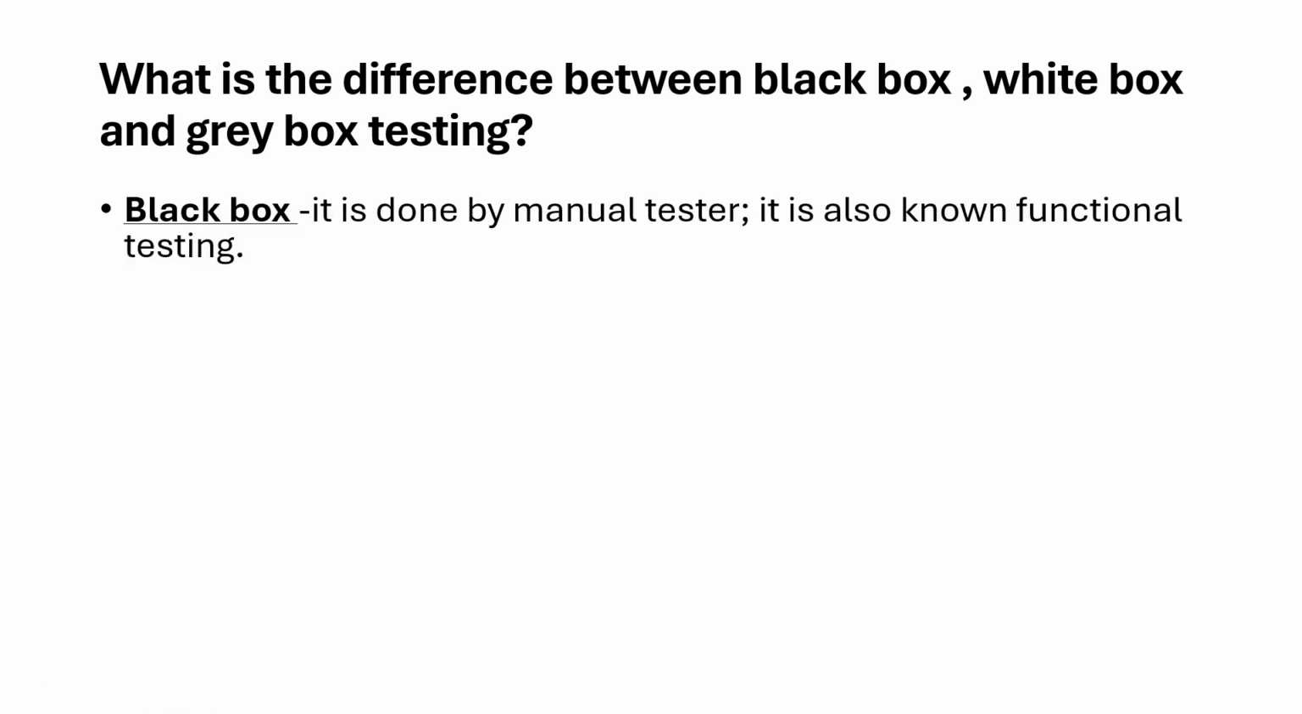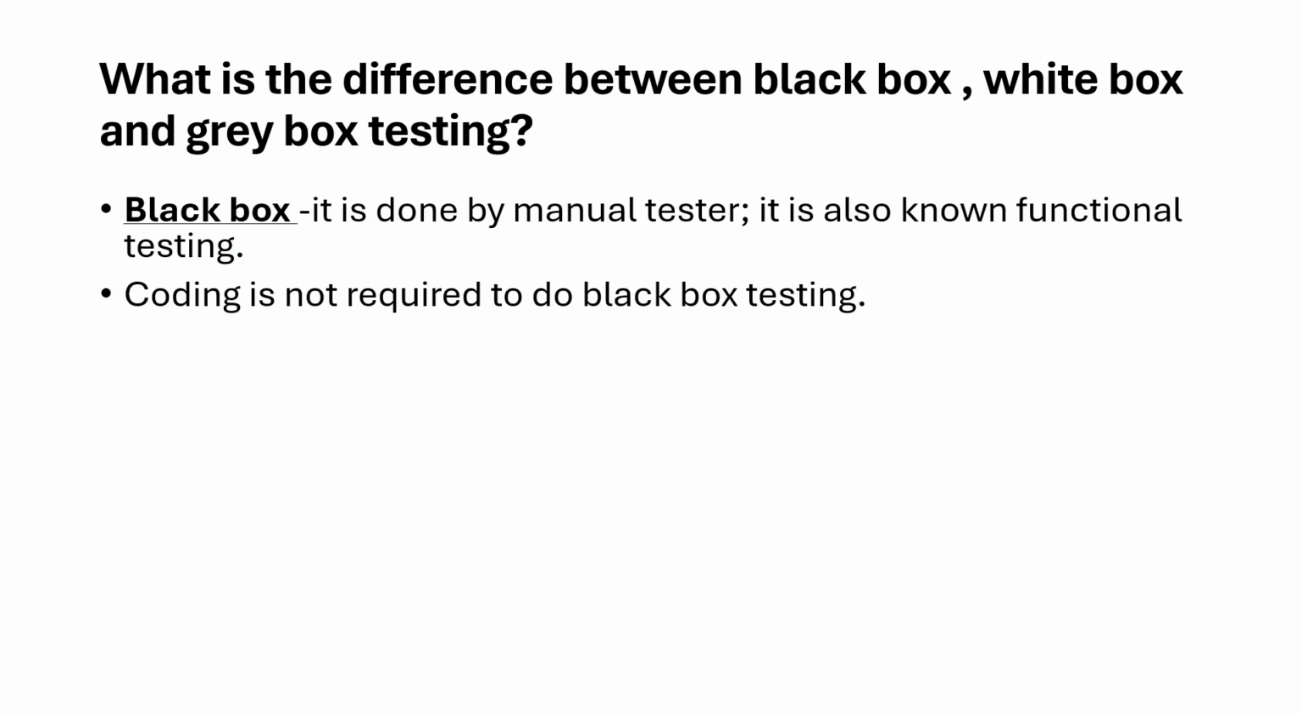Black box testing is done by manual tester and it is also known as functional testing. Functional testing means the testing which we perform like regression testing, sanity testing, and all kinds of testing, all levels of testing like component testing, system integration testing, UAT testing, right? So all kinds of testing it includes. That is known as functional testing, or you can say black box testing. For black box testing, coding is not required. A person who doesn't know about the coding also can do black box testing.